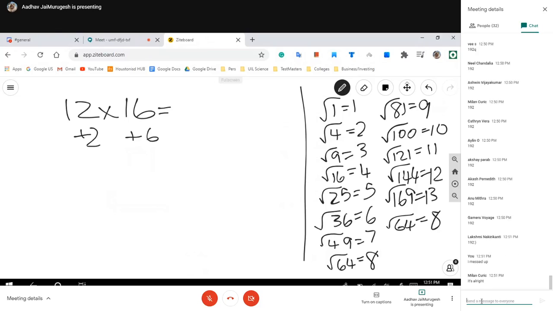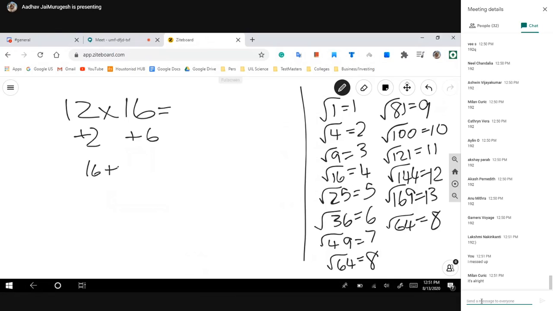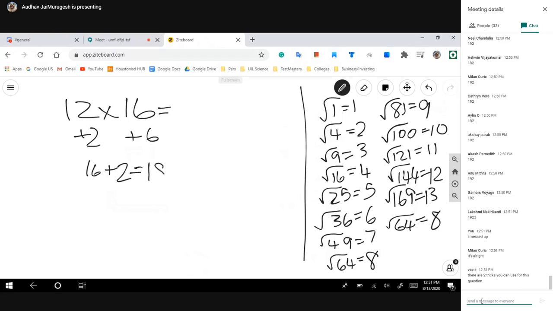So then the next step is going to be adding 2 and 16. 16 plus 2 is going to be 18, right? So we're going to add 18 over here, and we're going to just take it over here.